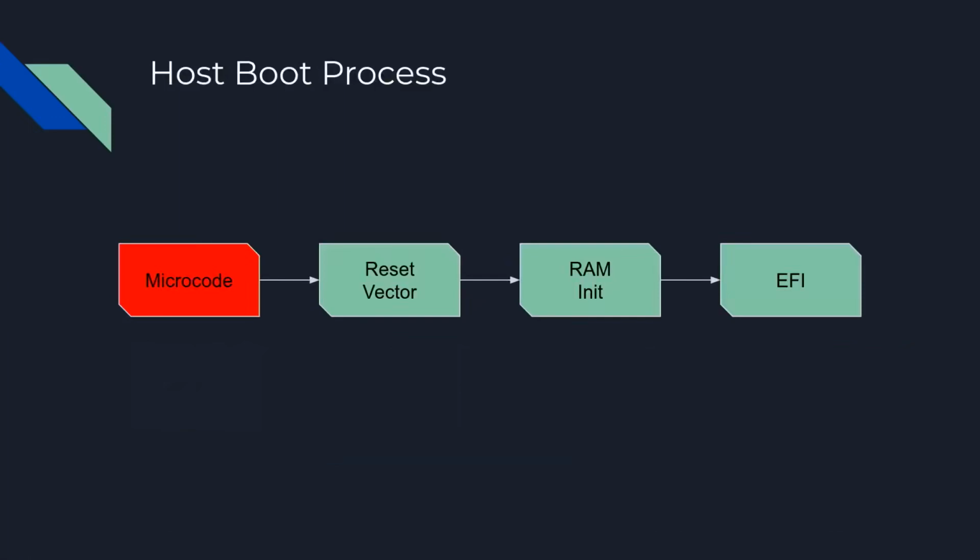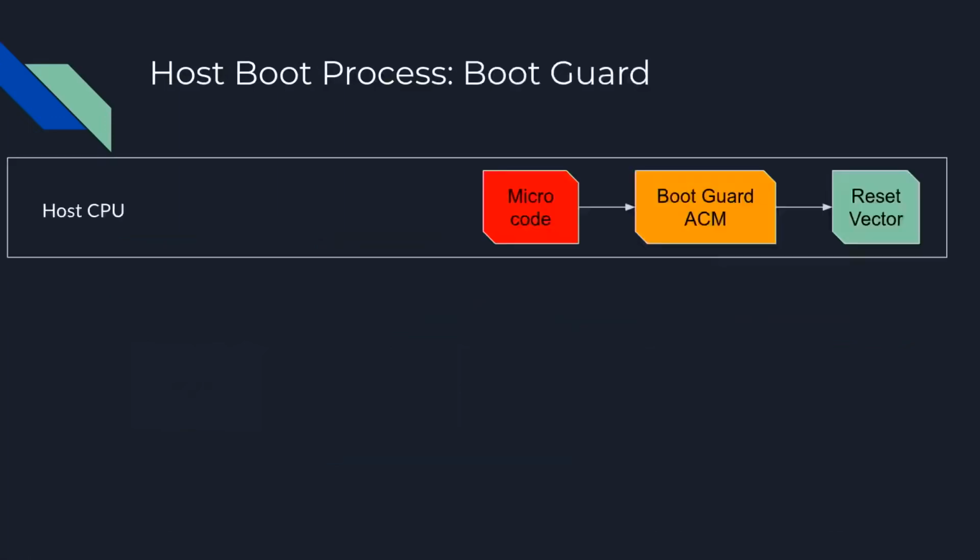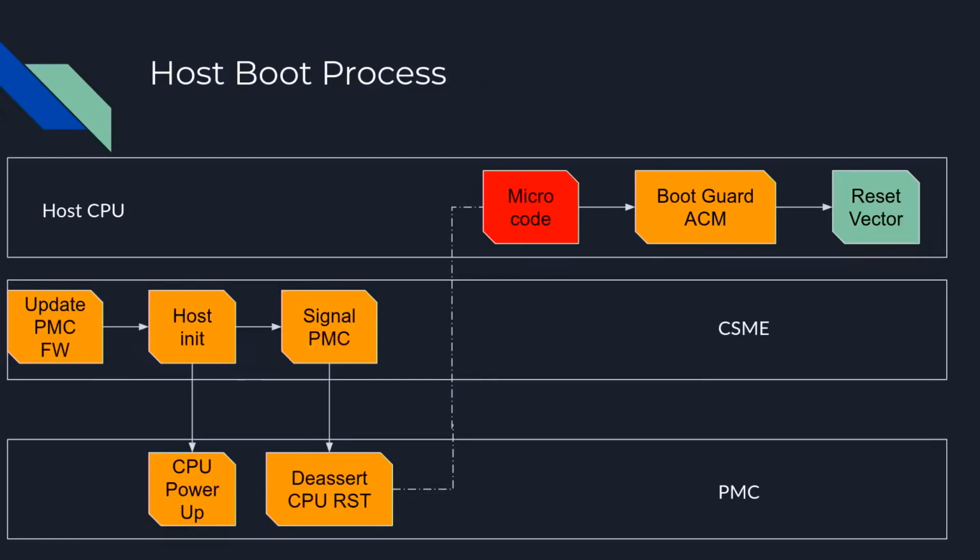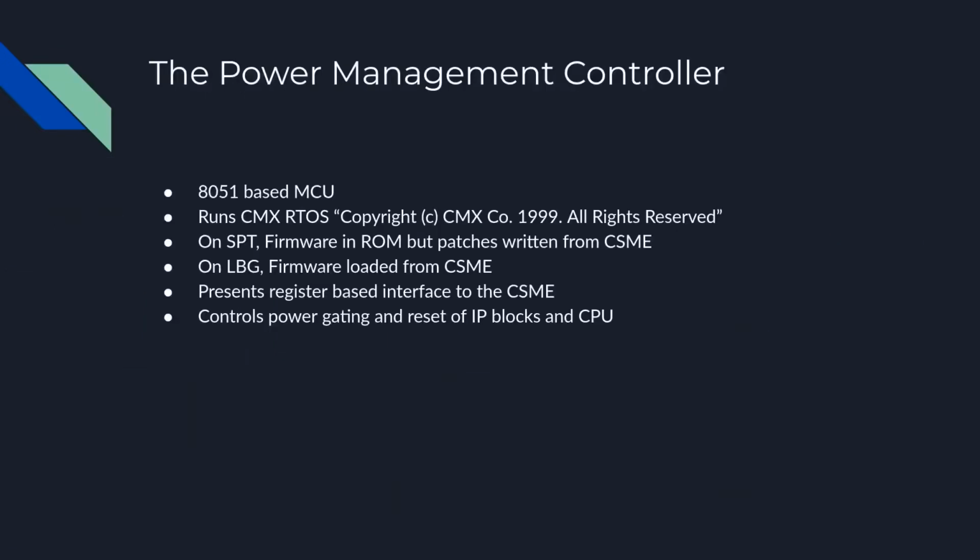So this is what the normal boot process for a computer looks like. And this is what happens when you use Boot Guard. There's a bit of code that runs even before the reset vector. And that's started by microcode initialization, of course. And this is what actually happens. The ME loads a new firmware into a power management controller. It then readies some stuff in the chipset, and it tells the power management controller, please stop pulling that CPU reset pin low, and the CPU will start.